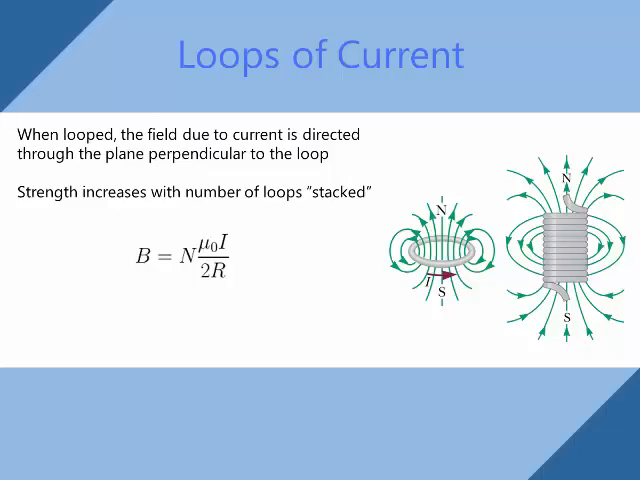If we take a piece of wire, loop it, and then send a current through it, the magnetic field will be directed through the plane perpendicular to the loop. At every point along the loop, the current will be creating a magnetic field. Tightly winding multiple loops on top of each other produces an object known as a solenoid. The solenoid's magnetic field will increase in strength depending on the number of turns of wire it has.